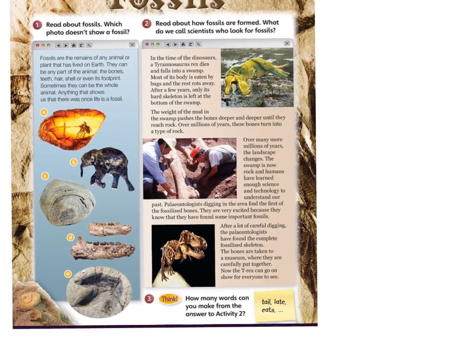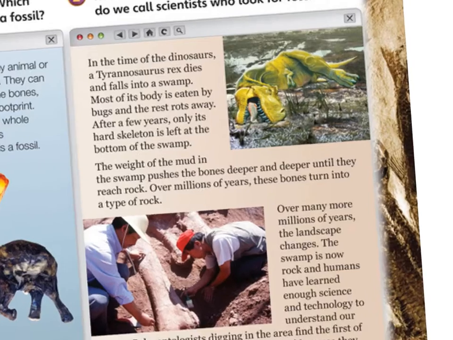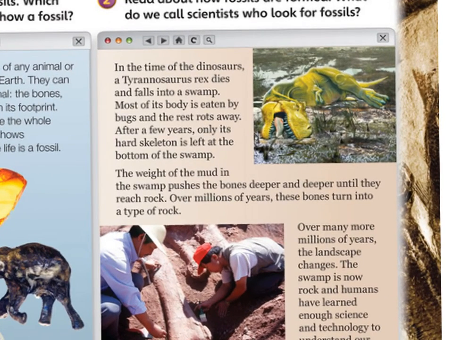Now it says, read about how fossils are formed. What do we call scientists who look for fossils? In the time of the dinosaurs, a Tyrannosaurus rex dies and falls into a swamp. Most of its body is eaten by bugs and the rest rots away. After a few years, only its hard skeleton is left at the bottom of the swamp. The weight of the mud in the swamp pushes the bones deeper and deeper until they reach rock.